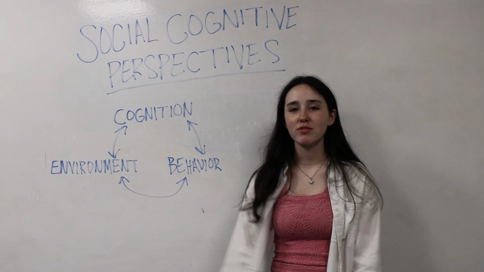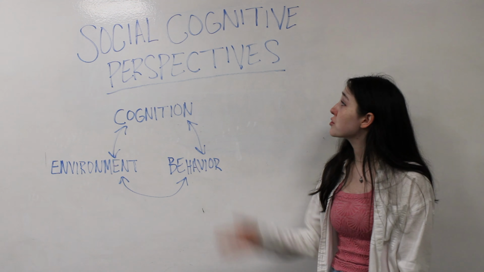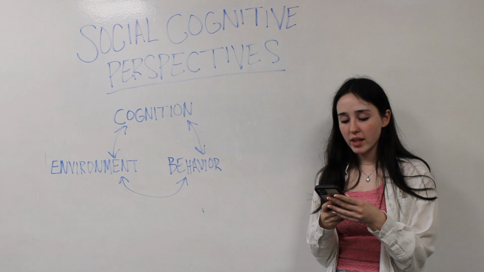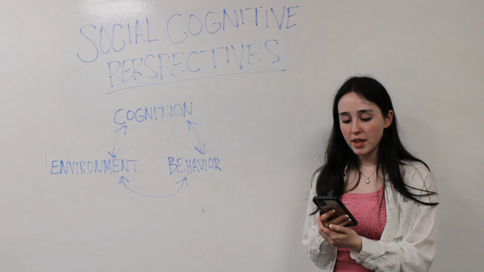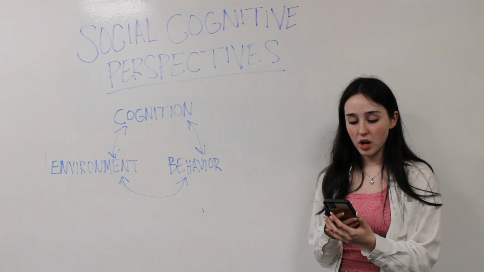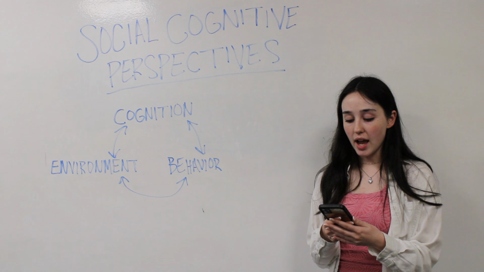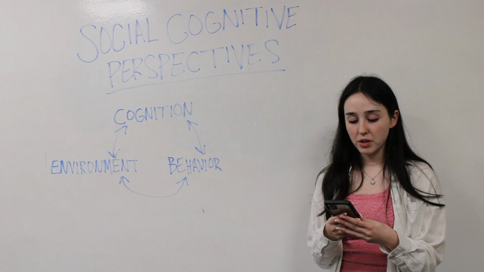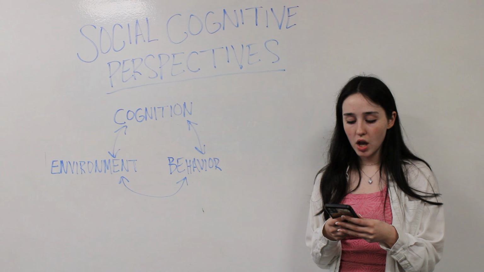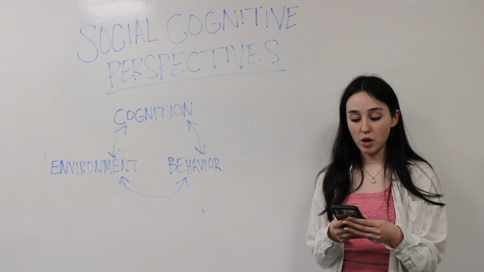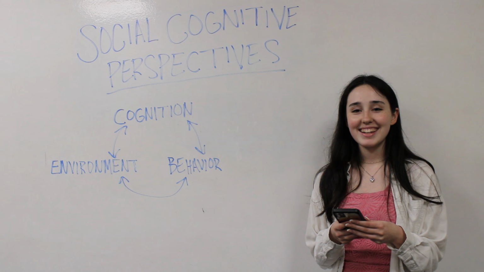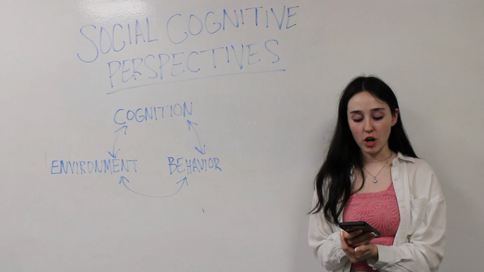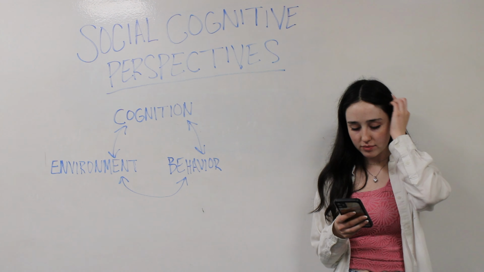Hi, my name is Aiden Reynolds, and today we'll be talking about social cognitive perspectives in personality psychology. This approach emphasizes how our conscious awareness, beliefs, expectations, and goals shape who we are. Unlike trait theorists who focus on stable personality traits, social cognitive theorists are more interested in how our beliefs influence our behavior and performance.